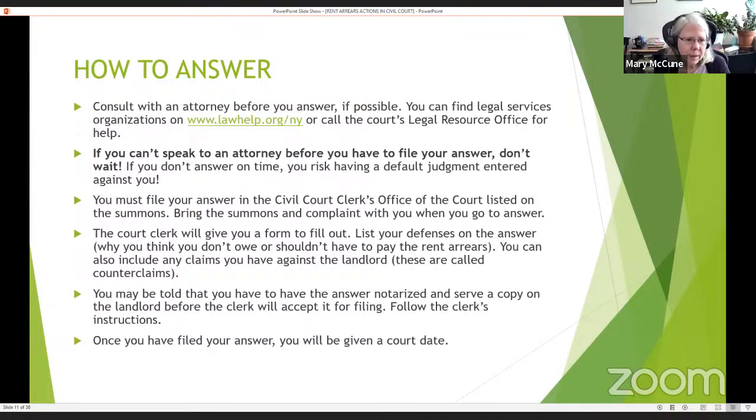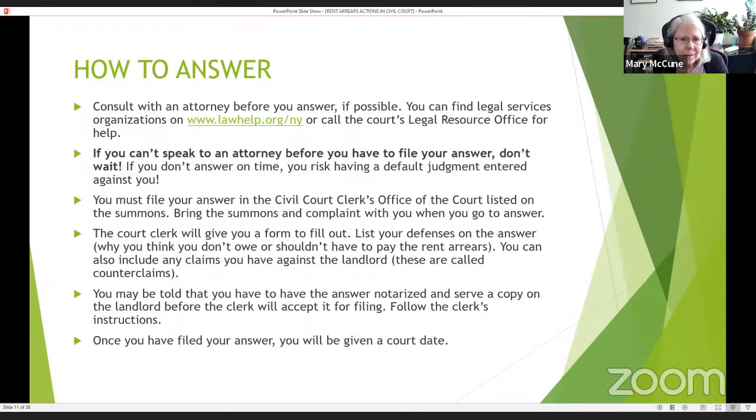So what do you have to do to answer? If at all possible, try to talk to an attorney. There are legal services organizations listed on this website, lawhelp.org/NY. You can also call the court's legal resource office for help. You do have to go in person, I think, at this point to get that help. And often there's a long line and they limit how many people they can see in a day. So it can be challenging, but it's generally very hard for people to navigate this if they're not familiar with civil court. So if you can, speak to an attorney.